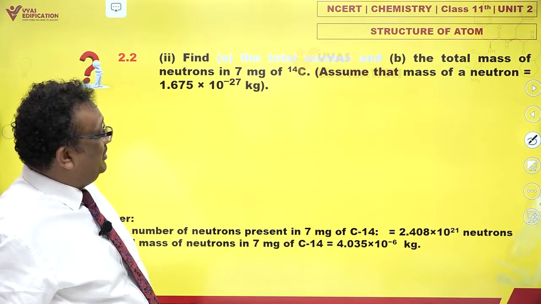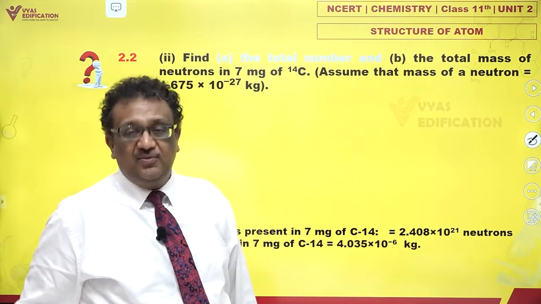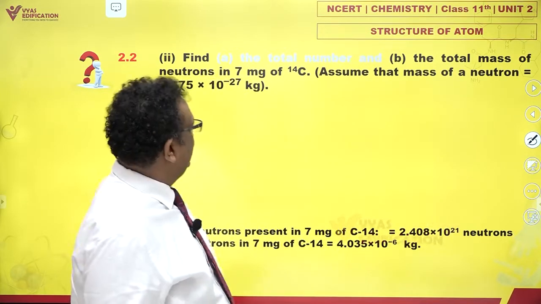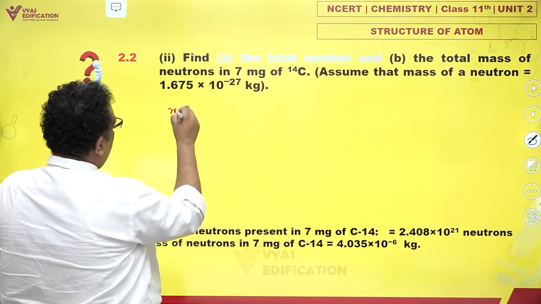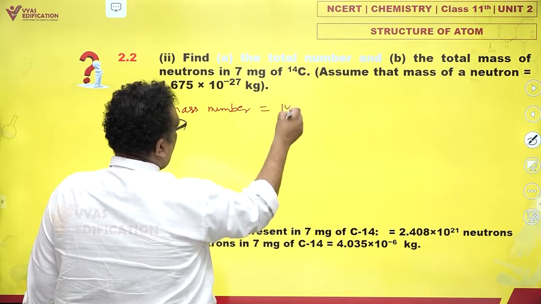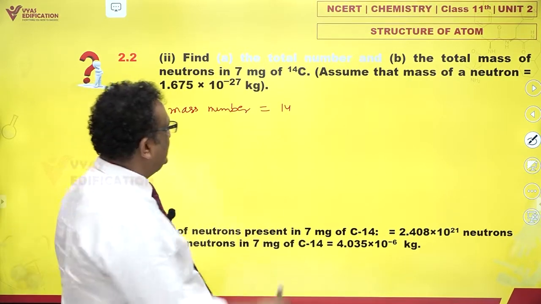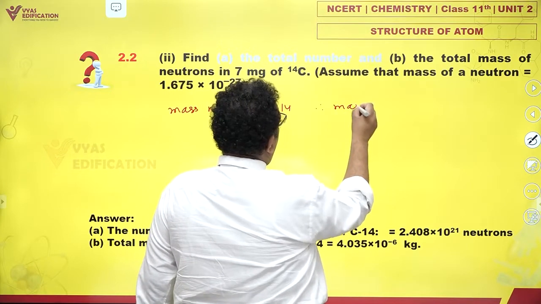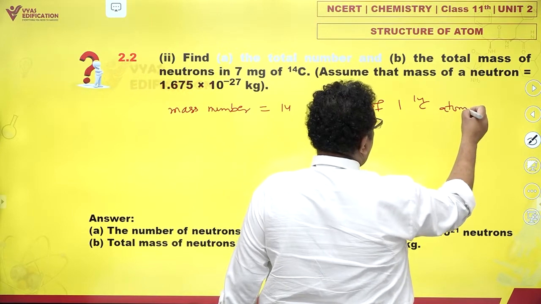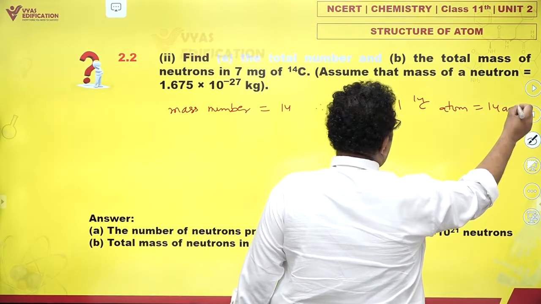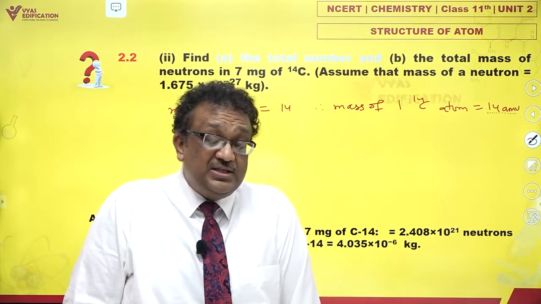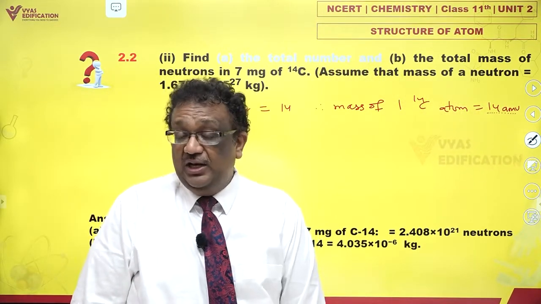And can I just stress that you can do it? I told you this is a stupid way of doing it. I can give you a simpler method also. See, the mass number is 14. That means the mass of one C14 atom is 14 AMU, right? Mass is 14 AMU, and this mass is because of neutrons, protons and electrons.